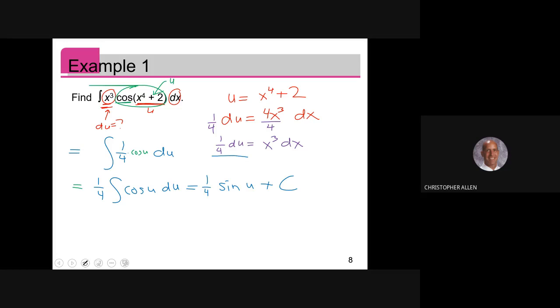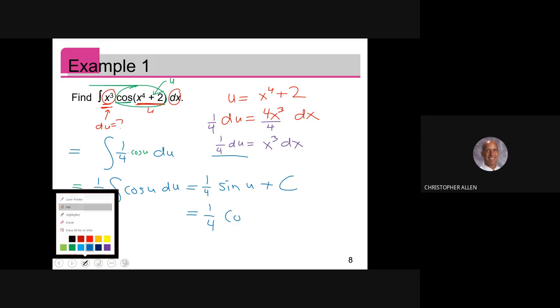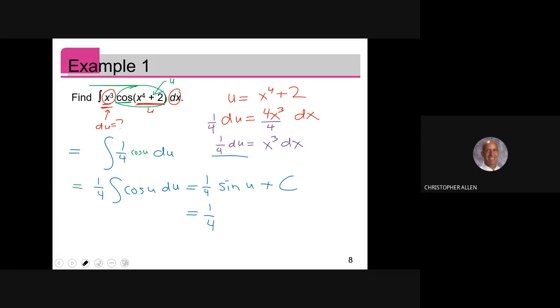By the way, is that our final answer? What's the only thing I had to do with that u? Just change it to the x to the 4th plus 2. So the final answer is 1/4, oops, I keep saying cosine. It wasn't cosine, it was sine. So this is 1/4 the sine of x to the 4th plus 2 plus c. All right.